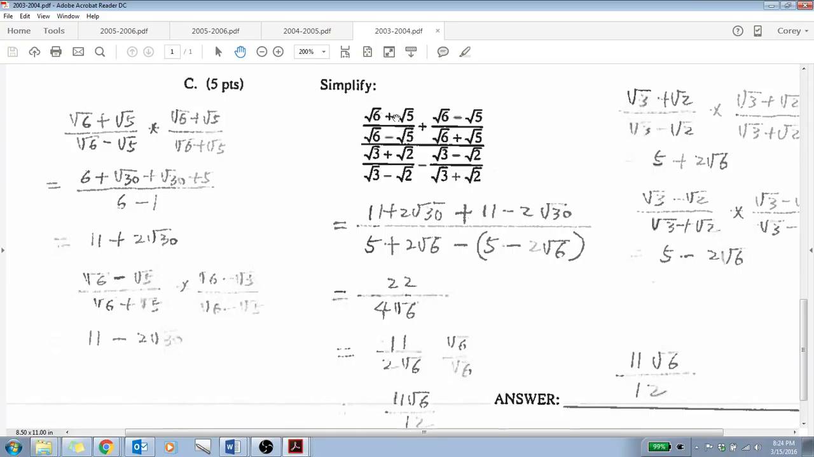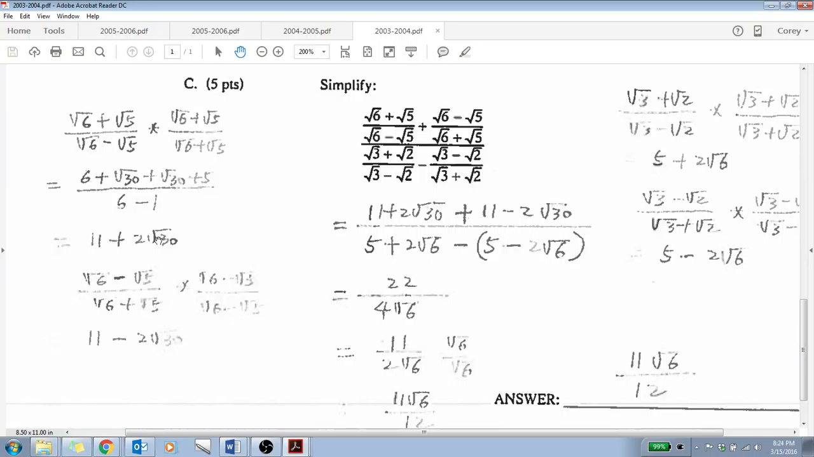But if I start here, the numerator, right here on the left side, square root of 6 plus square root of 5 over square root of 6 minus square root of 5. You see that right here. If I rationalize that part, I multiply by square root of 6 plus square root of 5 over square root of 6 plus square root of 5. So when I do that, the numerator, I'm left with this expression right here over 6 minus 1, which gives me a 5 down there. So when I simplify everything, I'm going to be left with 11 plus 2 square root of 30.